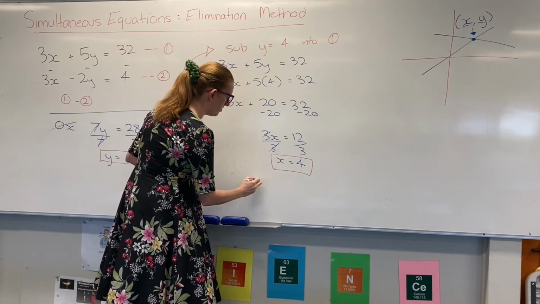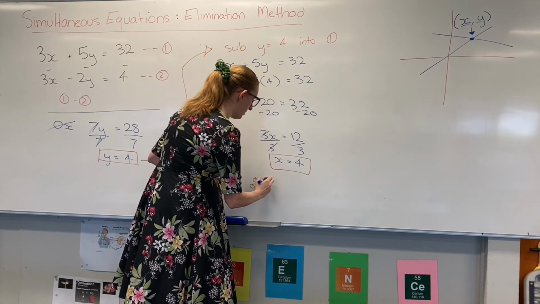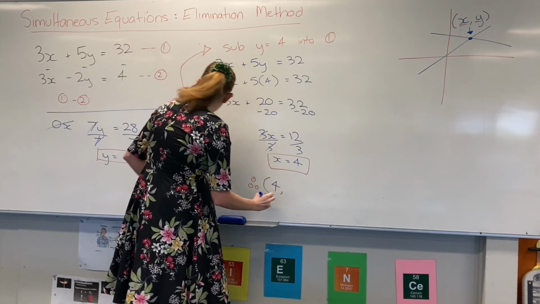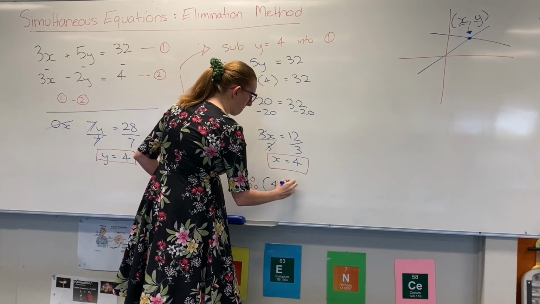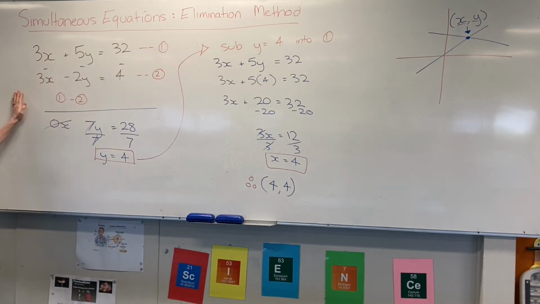However, I don't stop there. I have to write a concluding sentence. Therefore, my answer is, x comes before y, so it's 4, 4. Cool. And there we go. That is how we do the elimination method.